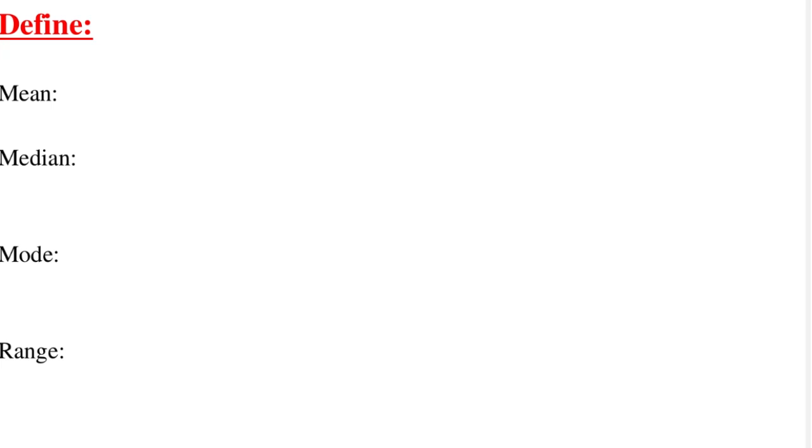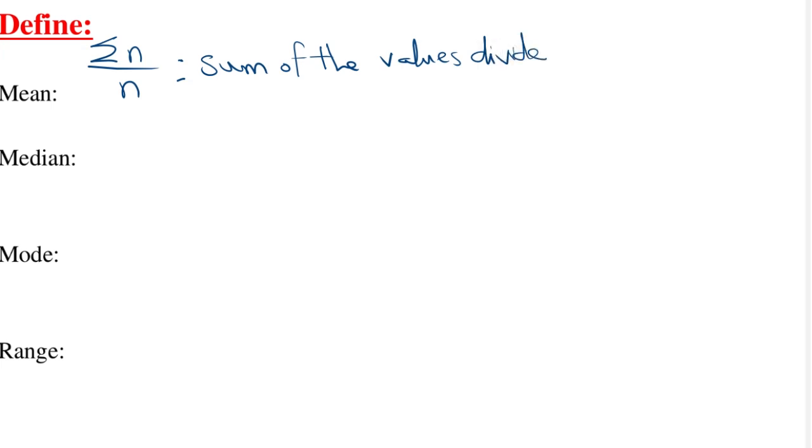The mean. The mean is a summation of the values divided by their number.